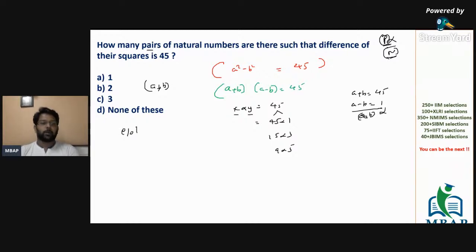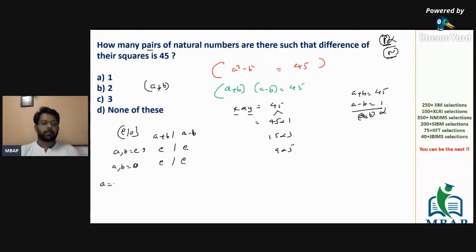They could be either even or odd. What if a and b both are even? Then a plus b will be even, and a minus b will also be even. What if a and b both are odd? Odd plus odd is even, and odd minus odd is also even.